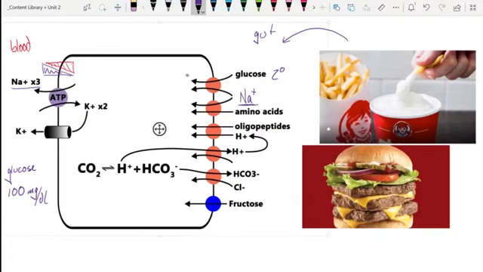And because we see these two arrows moving in the same direction, this is an example of symport. We also see that same sodium gradient moving amino acids, another symporter here. Let's look at this next one though, right? We've got oligopeptides, proteins essentially being broken down, and we need to move those. It is an example of co-transport. They're both coming in the same direction, so this is another symporter.